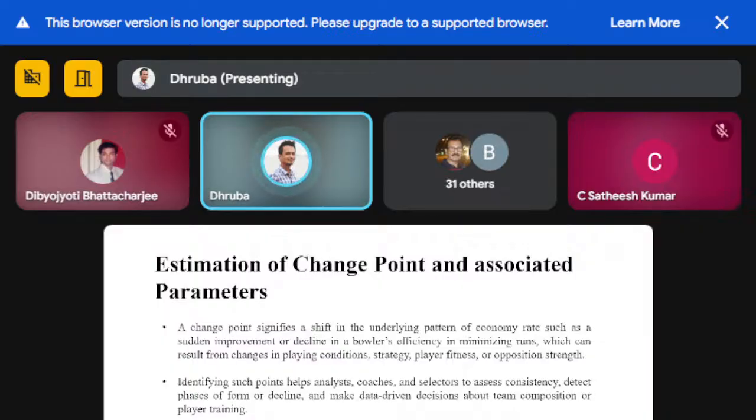Identifying such points helps analysts, coaches, and selectors to assess consistency, detect phases of form or decline, and make data-driven decisions about team composition or player training. So therefore, estimation of the change point in the economy rate and its associated parameters plays a crucial role in understanding the dynamics of a bowler's performance in cricket, particularly in the format of T20 matches.